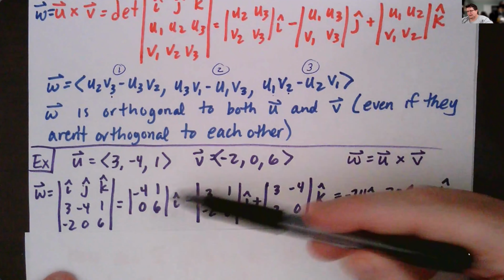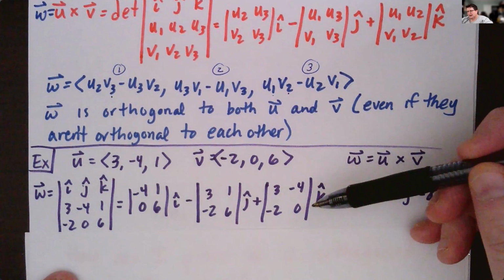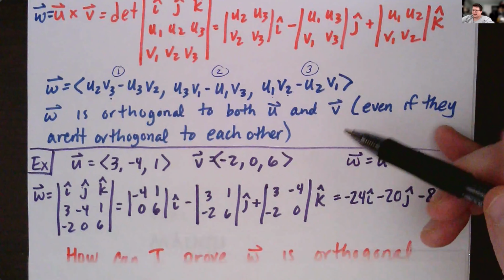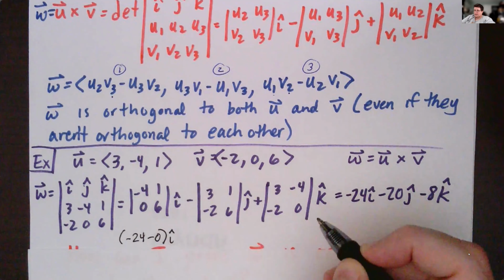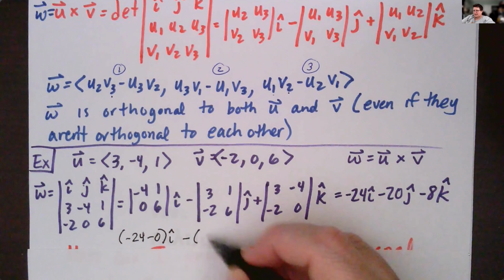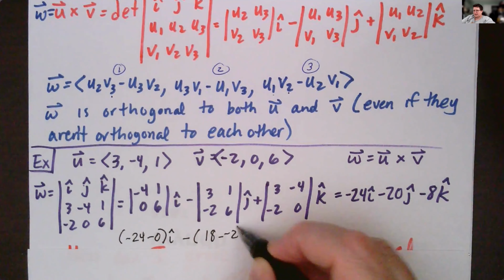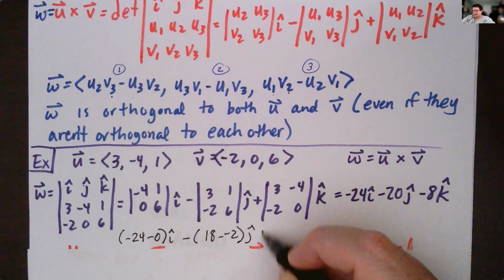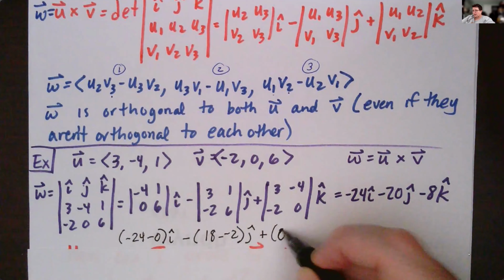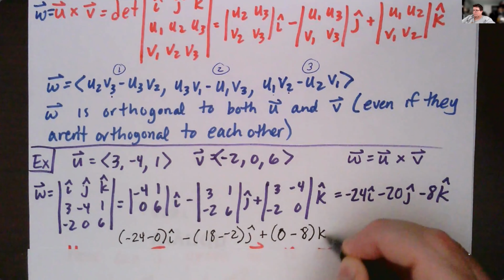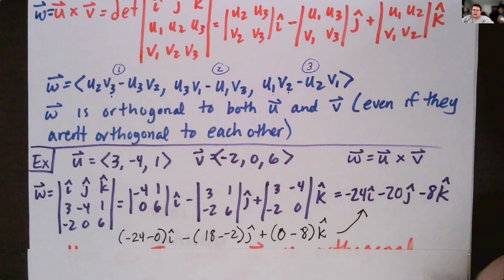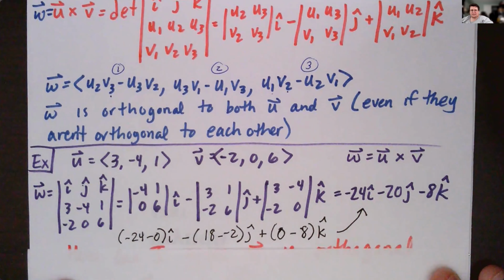If you don't write out these submatrices like this, I recommend at least writing out in parentheses negative 24 minus 0 i hat, then I've got minus 18 minus negative 2 j hat plus 0 minus 8 k hat before jumping to that, especially when you're doing a test. It makes it easier for you to go back and check your work.